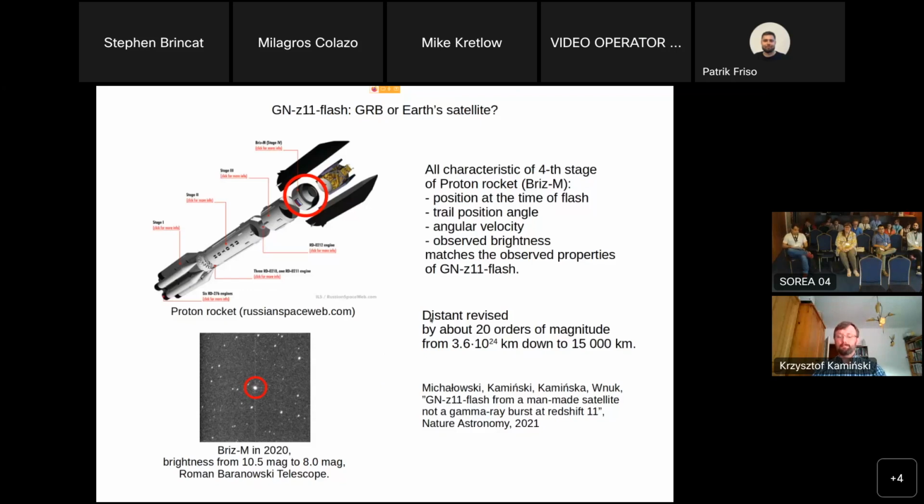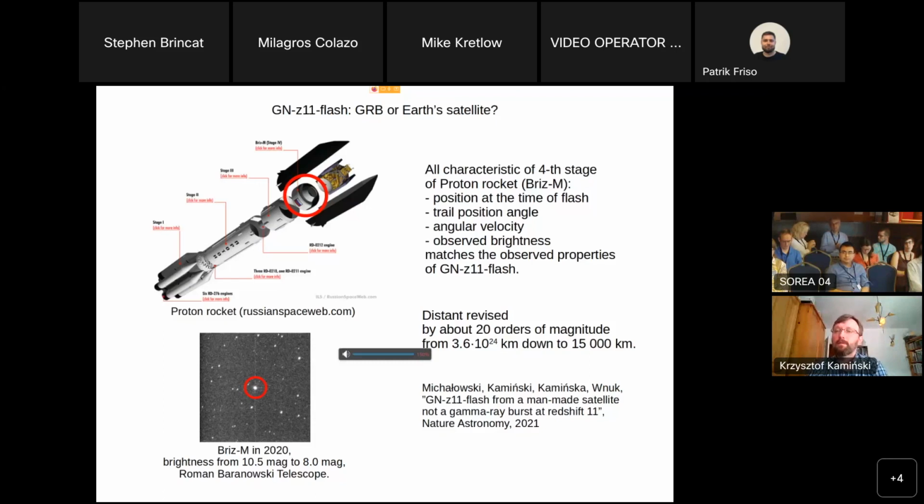Is there a study focusing on the thermal infrared? Did you hear? Are there studies focusing on thermal infrared? That was the question. Oh, I'm not aware of that. Okay. If I may, first, if you modify the satellite in a way that it's less visible in the visible, then it will be brighter in the thermal infrared.